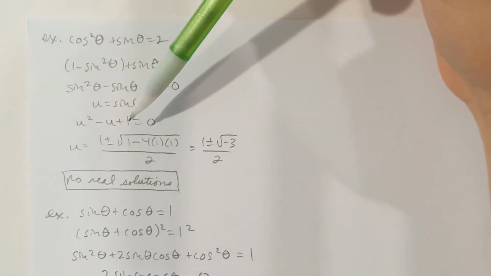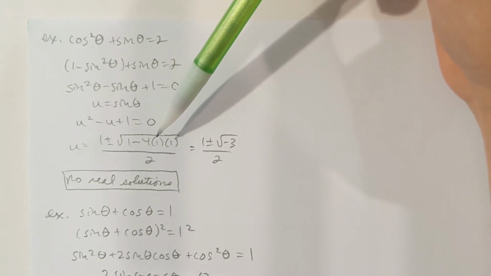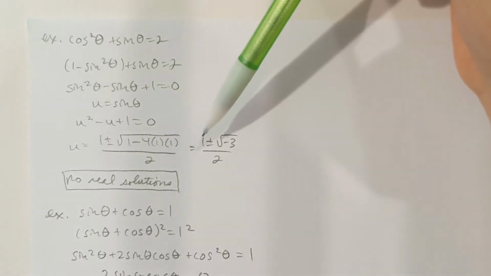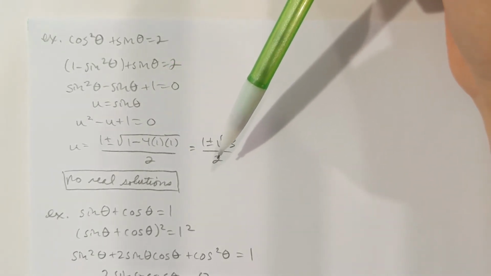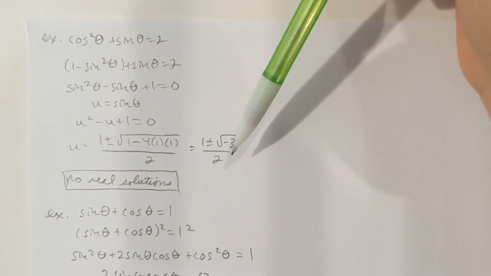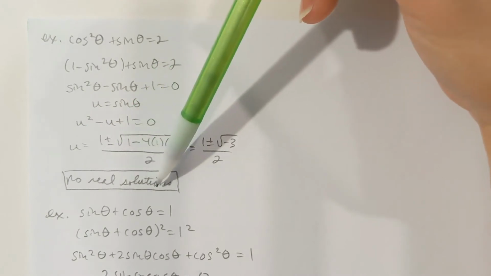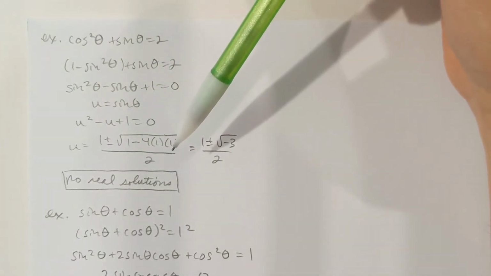This one won't factor nicely for us, so I'd want to use the quadratic formula. And I'm getting u equals 1 plus or minus the square root of negative 3, all over 2. Now, we're not doing anything with i or imaginary numbers when we're solving. It's all about the real solutions for theta. So this equation would have no real solutions.